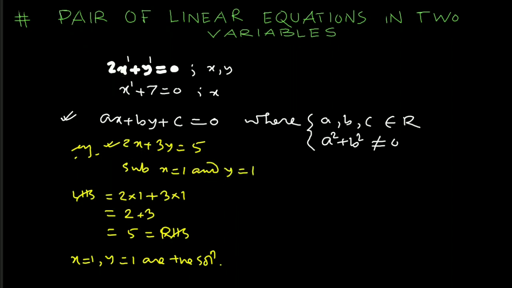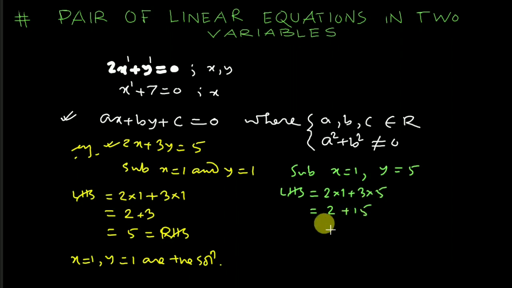On the other hand, we can take another example. Suppose you substitute x is equal to 1 and y is equal to 5. The LHS is again 2x plus 3y, so 2x means 2 into 1 plus 3y means 3 into 5. So you get 2 into 1 is 2, and 3 fives are 15. So 15 plus 2 is equal to 17. Is it your RHS? No, this is not the RHS. In the RHS there is only 5. So we do not get the LHS equal to its RHS, so the RHS and LHS are not equal.